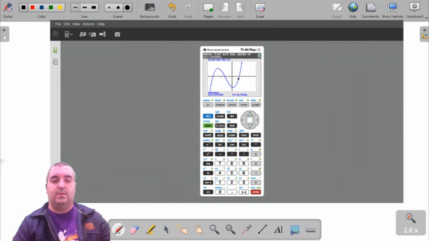So yeah, that's using our calculator to solve polynomials and also finding their minimums and maximums in terms of their locals.